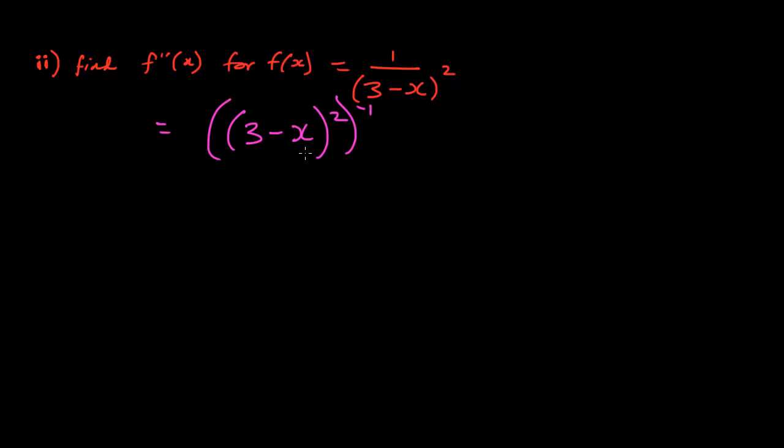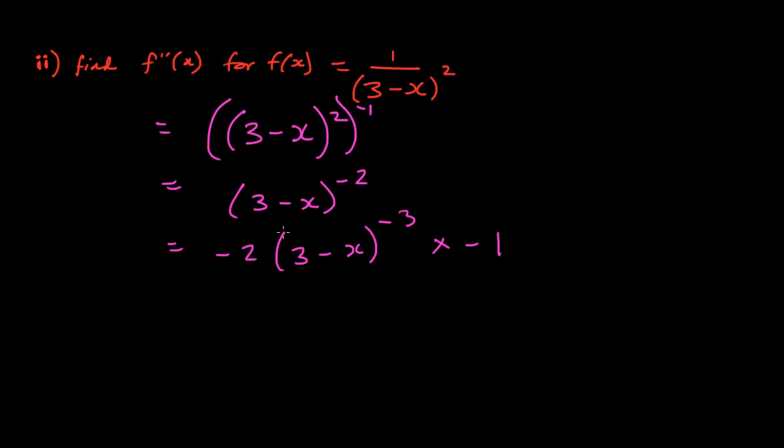We haven't actually differentiated yet. For our first differentiation, I'm still simplifying. Simplifying this again, 3 minus x, and these two powers just times each other, so negative 2. And we get this negative 2 here. All we have to do now is simply use the chain rule. So the chain rule goes something like this: negative 2, (3 minus x) to the negative 3, and now times negative 1, and we end up getting 2 (3 minus x) to the negative 3. So that's our dy dx.